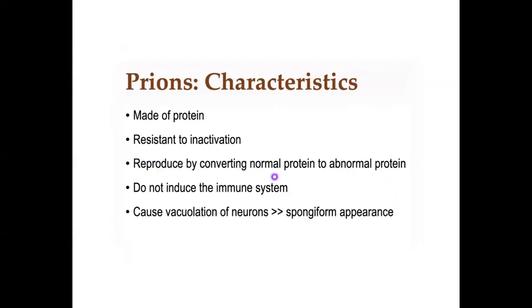Reproduced by converting normal protein to abnormal protein. Now, this is the process that occurs. Once you, let's say, ingest a protein, it goes to the blood-brain barrier, reaches the brain, and converts normal protein to abnormal protein. They do not induce an immune system response because they cannot be inactivated. So there is no inflammation, no immune system activation. They cause vacuolation of neurons leading to the spongiform appearance. So let me explain this point.